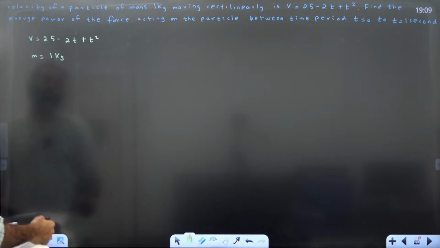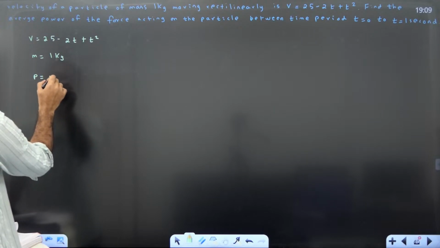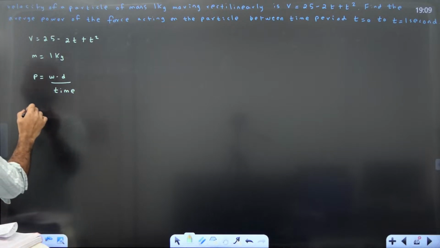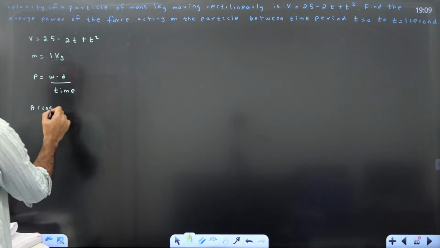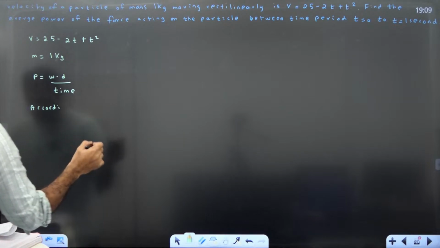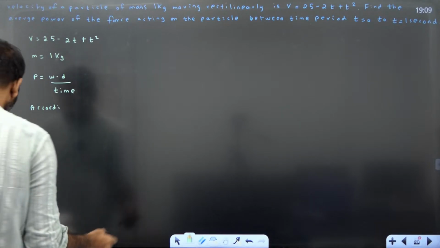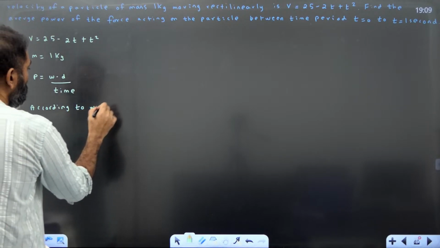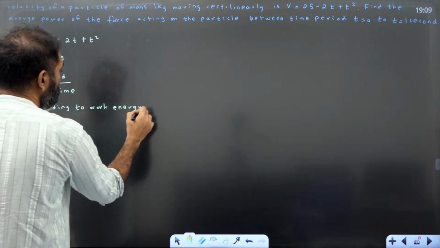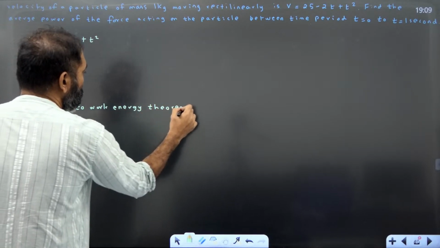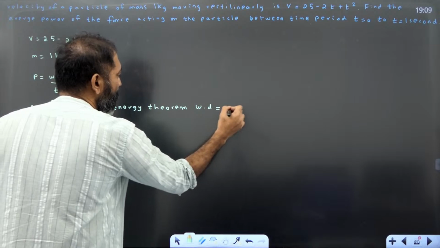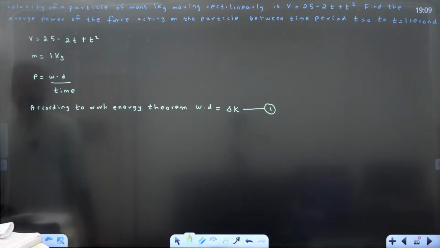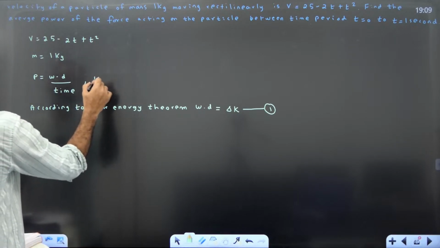Average power of the force. So power is equal to what? Work done by time. We know power equals work done by time. Now according to the work energy theorem, work done is equal to what? Change in kinetic energy. That is equation number 1. And we know that kinetic energy is equal to what? Half mv square.